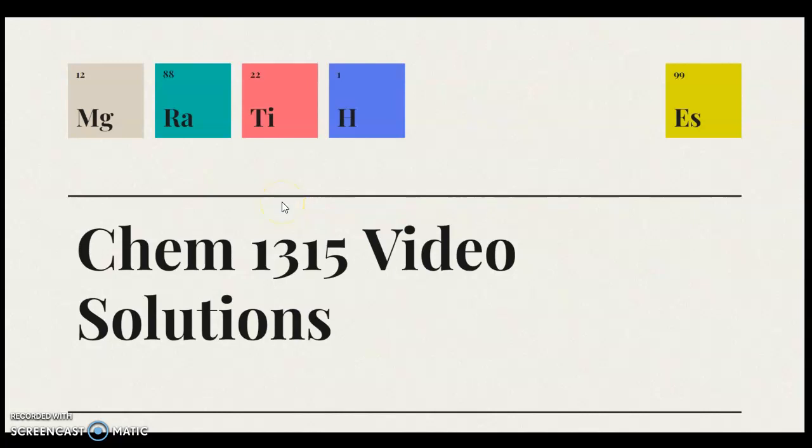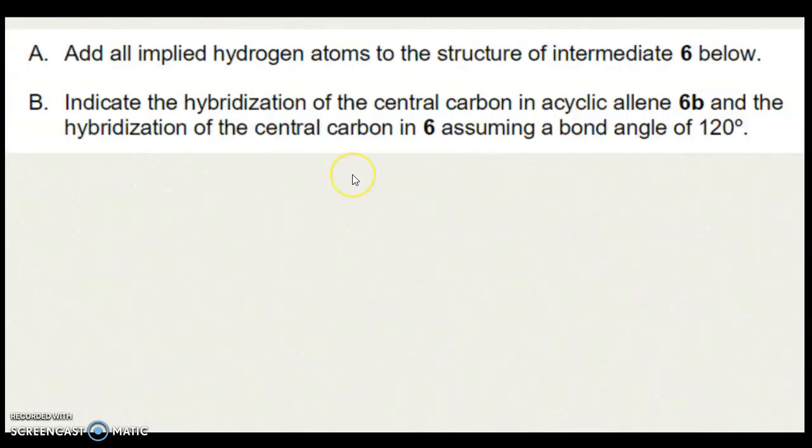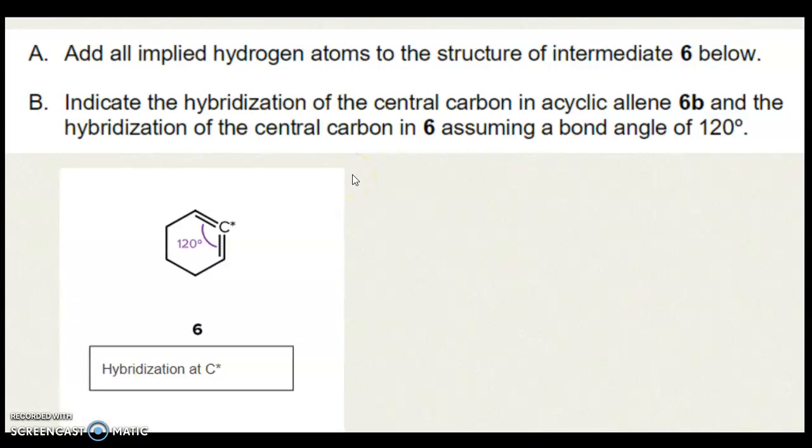This is my video solution to one of the problems on the first exam for Chem 1315. Alright, so the question asks to add all the implied hydrogen atoms to the structure of intermediate 6 before, and also indicate the hybridization of the central angle in 6b, assuming the bond angle of 120 degrees.